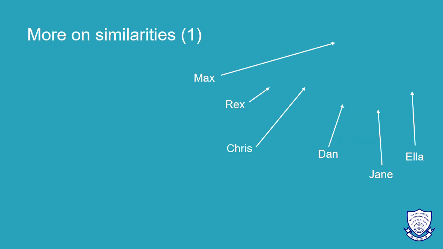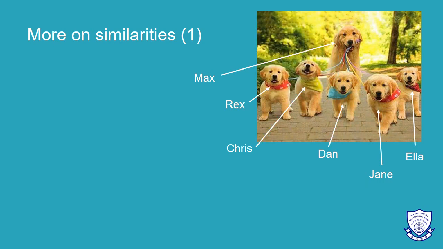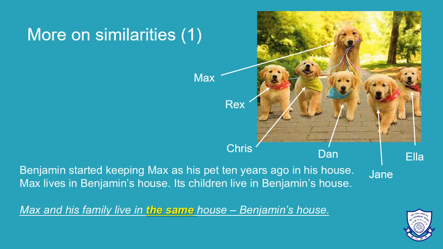Take a look at the first example. Here you see a picture of a dog family. And the background is Benjamin started keeping Max as his pet 10 years ago in his house. Max lives in Benjamin's house. His children live in Benjamin's house. So you can use the words the same to link the ideas together. That is, Max and his family live in the same house, dash, Benjamin's house.